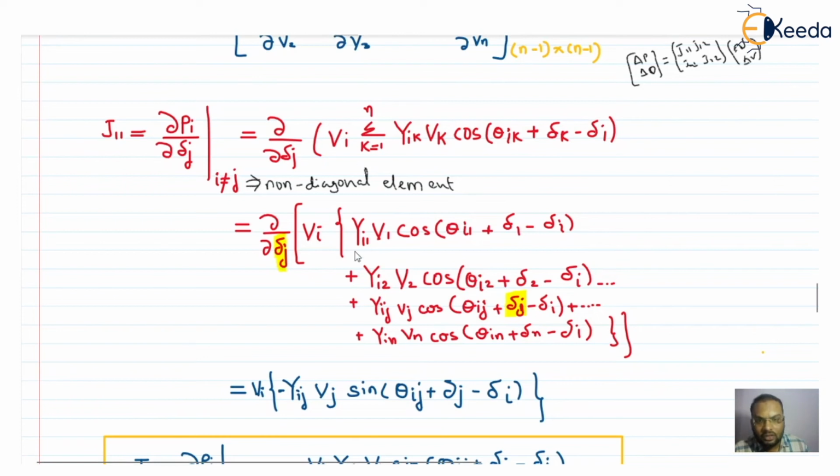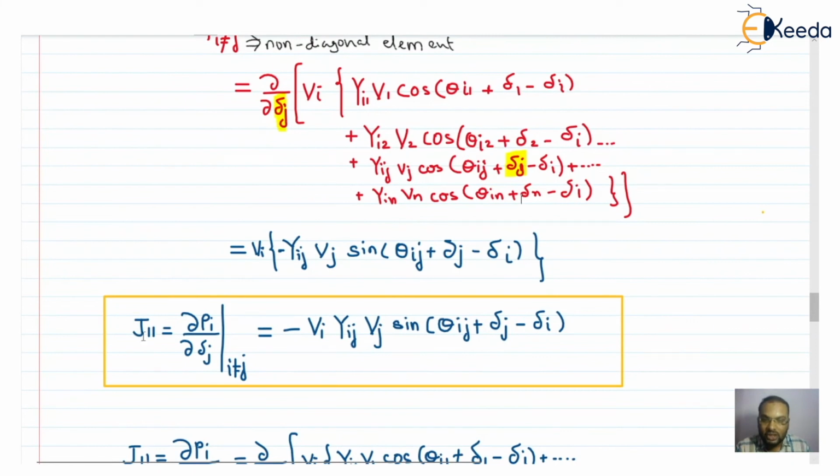How can we take the differentiation of this? You see, Vi is common, keep this Vi outside. Now, delta j is inside the cosine, so you have to take the differentiation of this cosine. The derivative of cos is minus sine. So I'm writing minus, Yij Vj is constant. The derivative of cos now becomes sine of theta ij plus delta j minus delta i. So in short, in general, can I write this as J11?